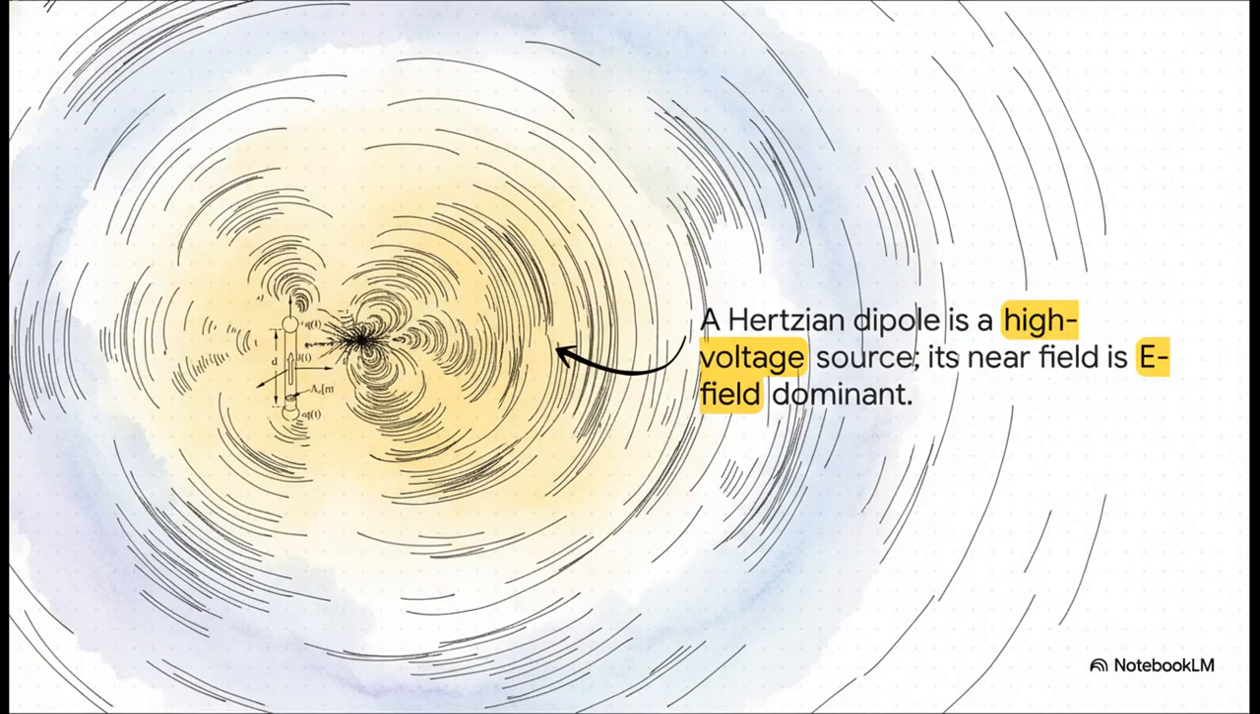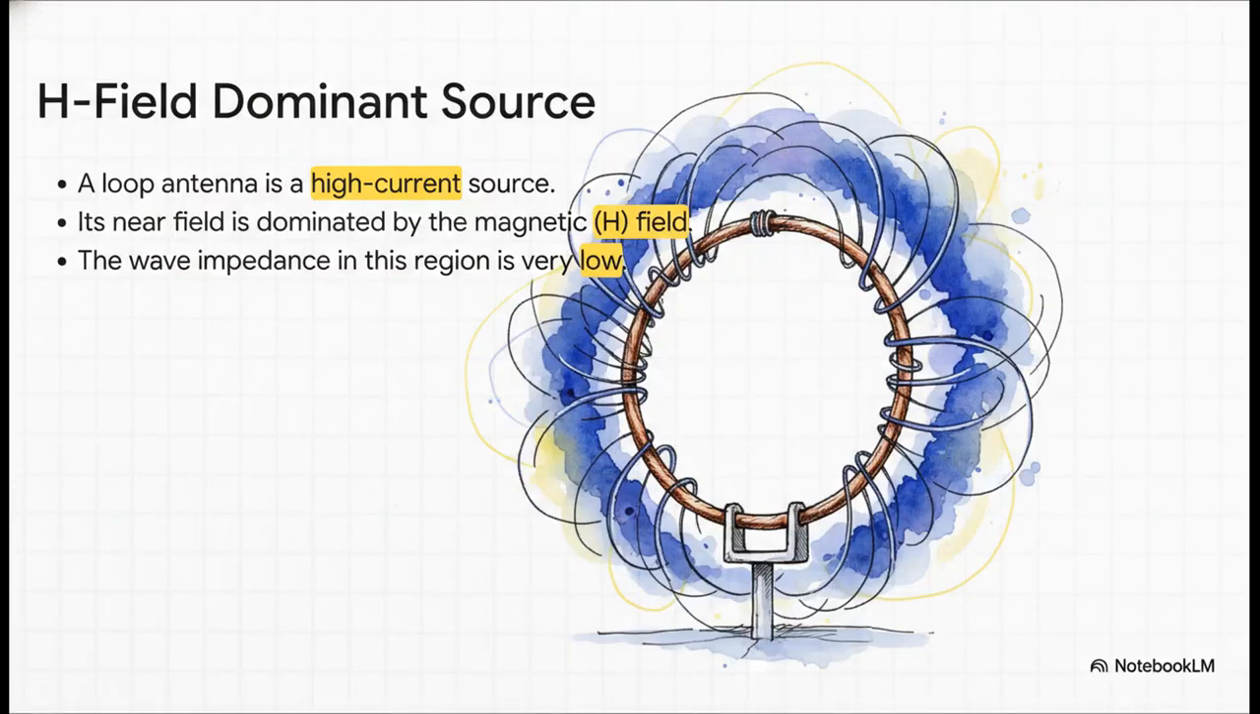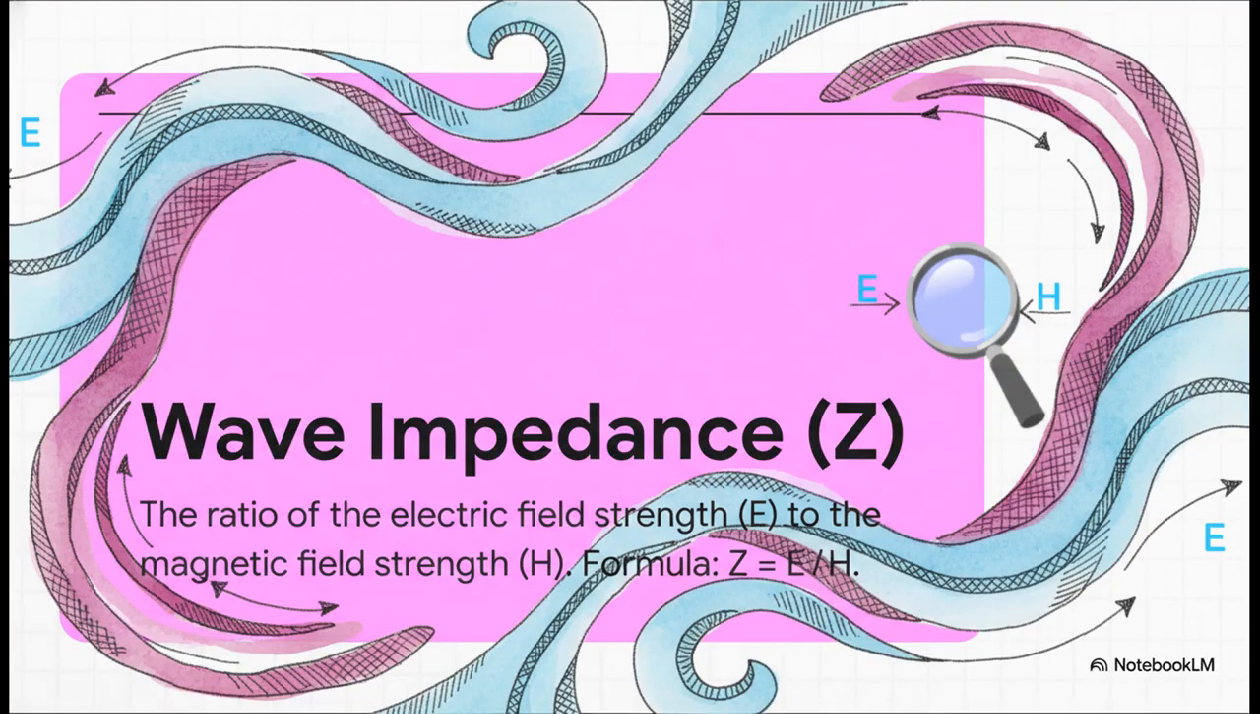Let's look at a classic example. You've got a Hertzian dipole here, which is really just a simple, theoretical, straight-wire antenna. It's fundamentally a high-voltage source. So because of that, its near field is just overwhelmingly dominated by that electric field, the E field. But if we flip that on its head, take a loop antenna, this thing is all about high current. So you can probably guess what happens. Its near field is dominated by the magnetic field, the H field, and in this case, the impedance is super low.